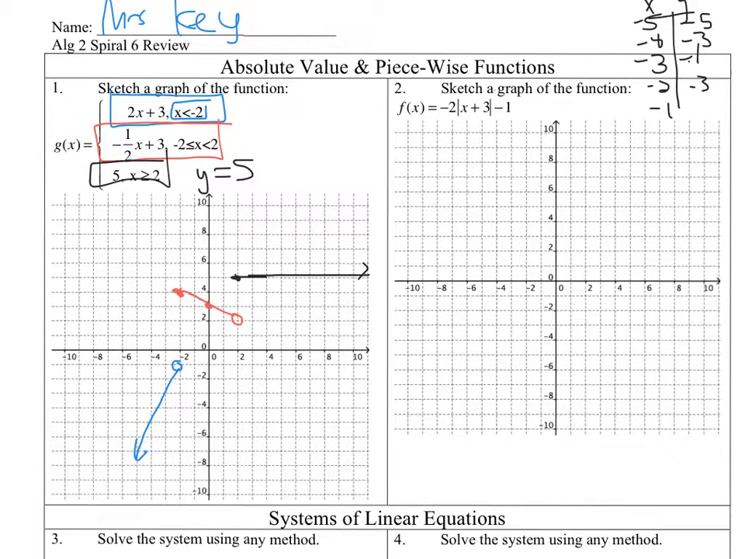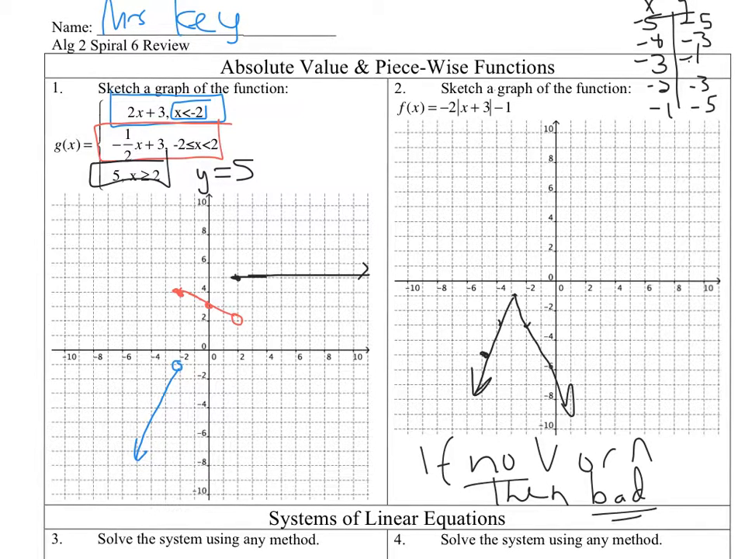Then I plug in negative 1. Negative 1 plus 3 is 2. Absolute value is 2. Times negative 2 is negative 4. Minus 1 is negative 5. So I've got the points: (-5, -5), (-4, -3), (-3, -1), (-2, -3), and (-1, -5). So you should have a little V like that. If you don't have a V, something is wrong.